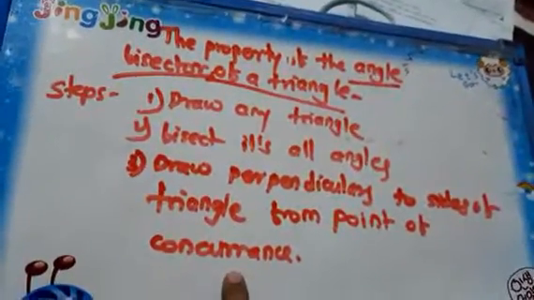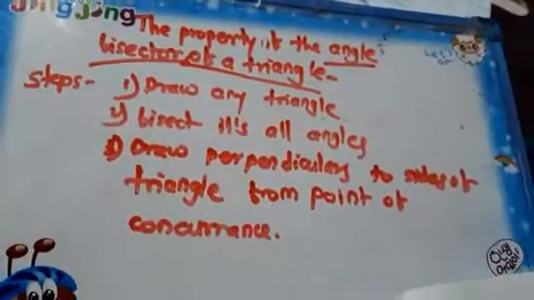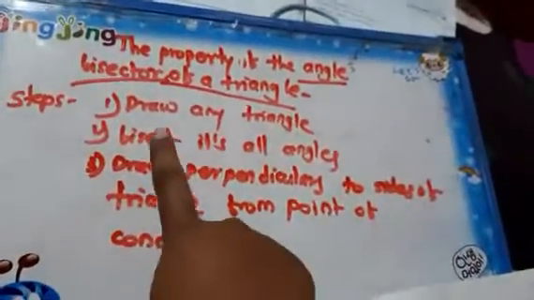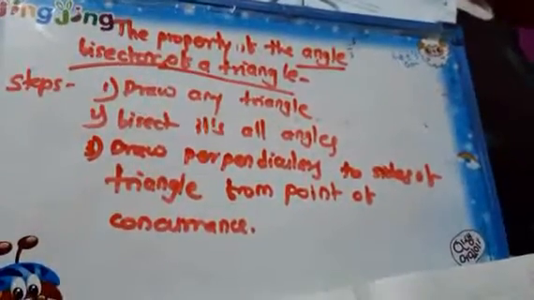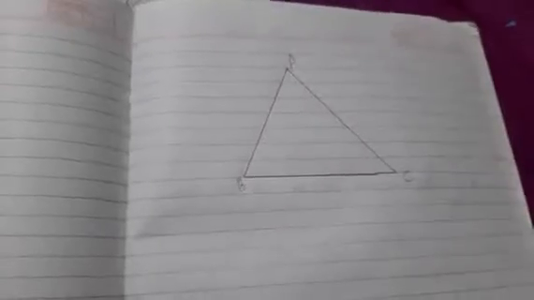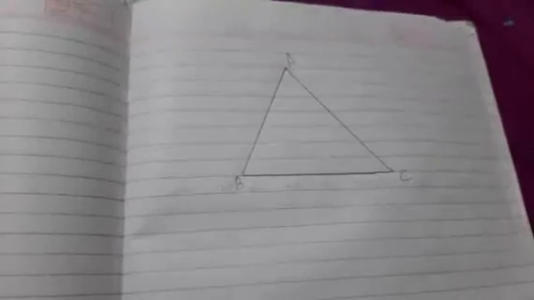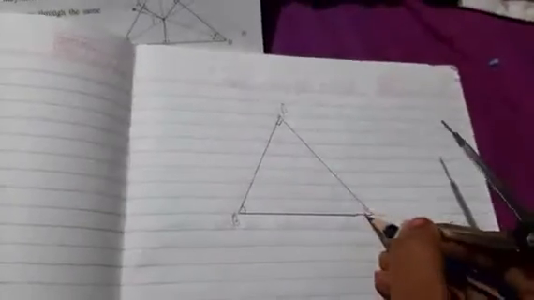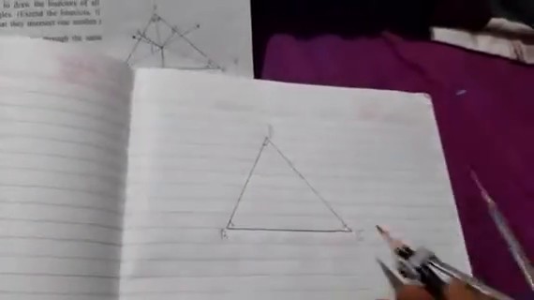What is the point of concurrence? Stepwise we will see. So what is the first step? Draw any triangle. We will draw any triangle. So we have drawn a triangle ABC. This triangle has three angles, angle A, angle B and angle C. So these three angles of the triangle we have to bisect. One by one we will bisect them.